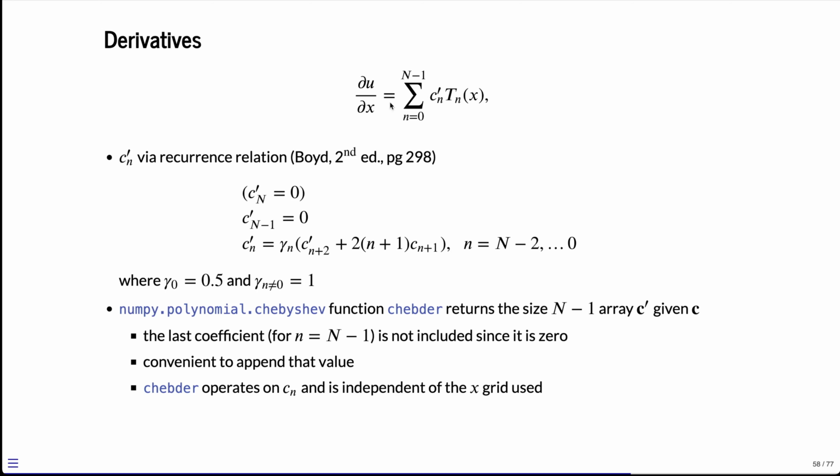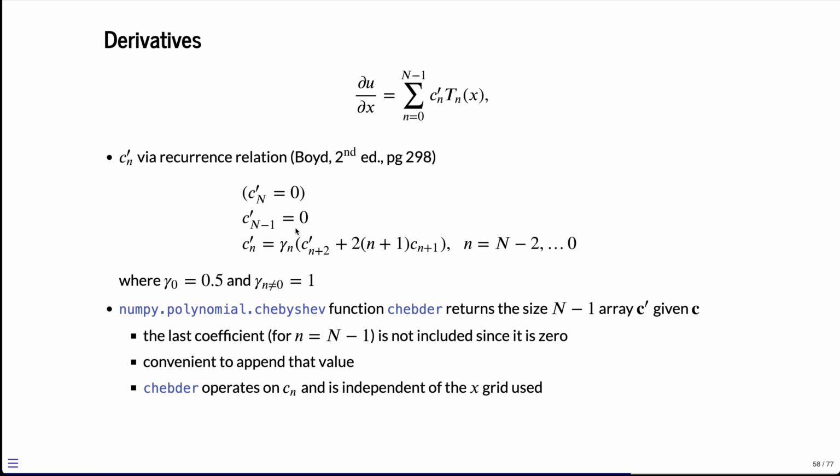We can evaluate these coefficients using a recurrence relation, and Boyd, in his book Chebyshev and Fourier Spectral Methods, second edition, page 298, gives this recurrence relation that I've changed the notation for slightly. So we start at the high n and then we go towards 0. So Cn prime is 0, Cn minus 1 prime is 0. This one isn't part of the series, but we can include it, so that's why it's in parentheses.